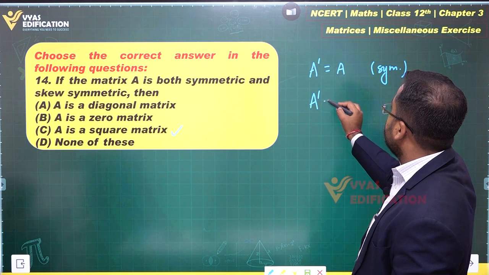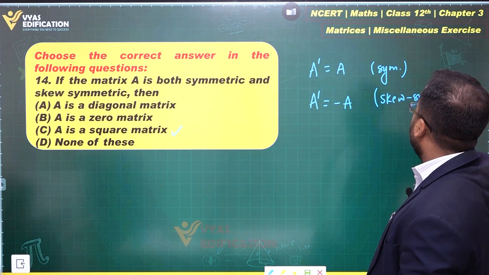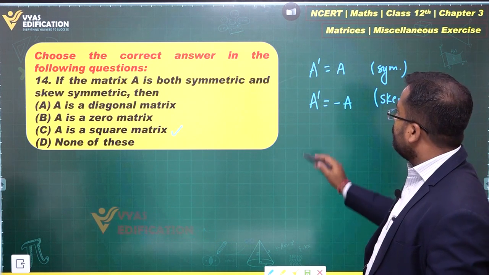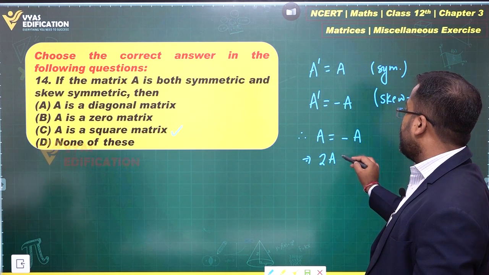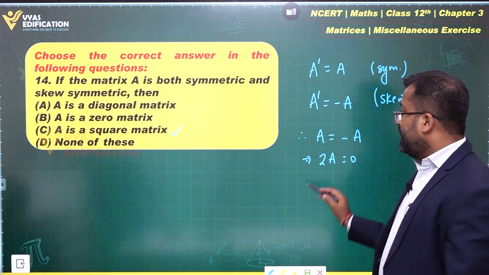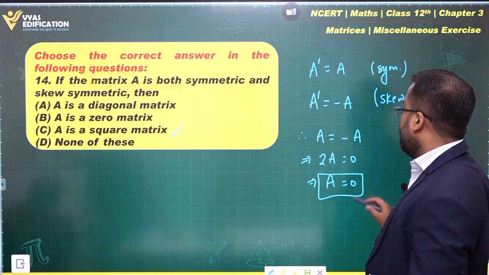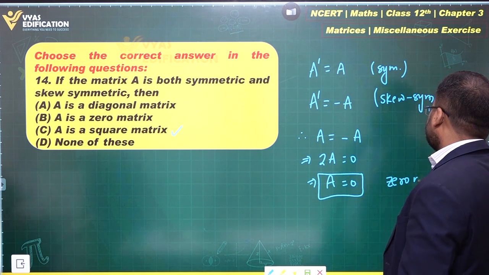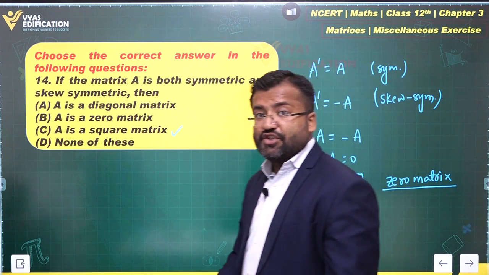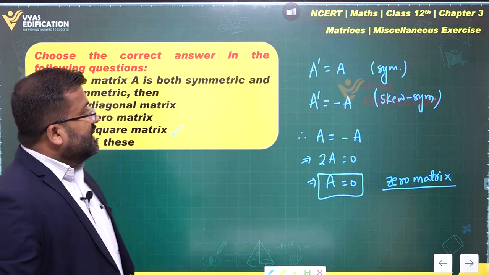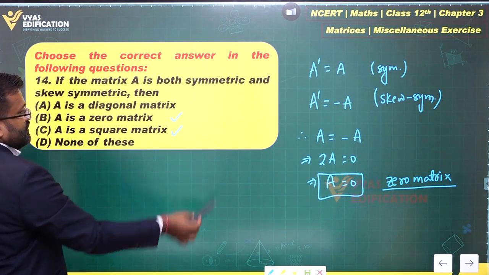A transpose is equal to minus A as per skew symmetric. And since this is true, therefore A is equal to minus A, which implies 2A equals 0, which tells me that A is equal to 0. Basically, A is a 0 matrix. That's what we observe. A matrix which is both symmetric and skew symmetric will be a 0 matrix. So the correct option over here is the 0 matrix.